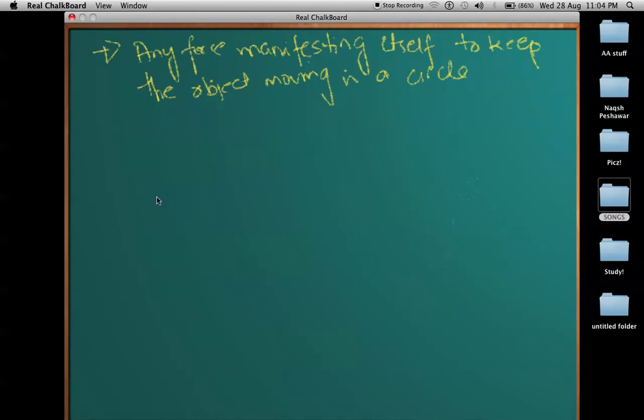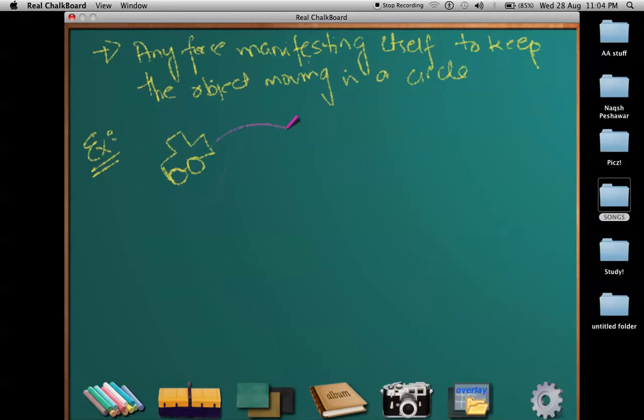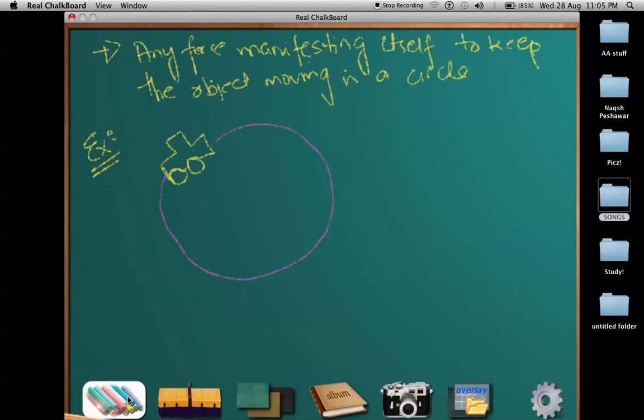Now let's take an example here. This is a car, and it's turning around a roundabout here. Now what happens is that as it's turning, it needs a force to turn in this circular path. At this stage comes the centripetal force.